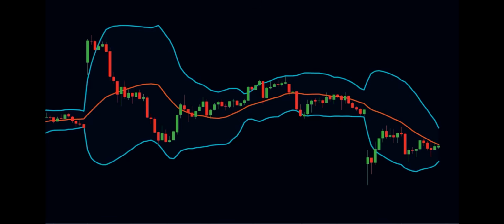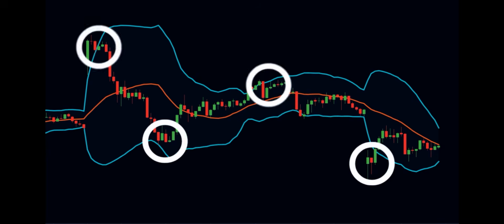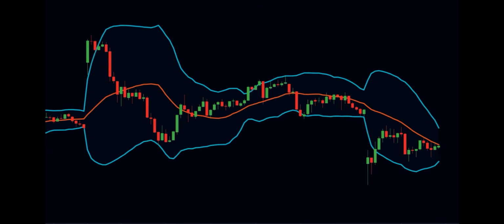Another thing to note about Bollinger Bands is that the price often keeps on oscillating between the upper band and the lower band. This means that if the price recently hit the lower band, we can expect it to move towards the upper band and touch it. Hence, Bollinger Bands can help us in trading the swings of the market.